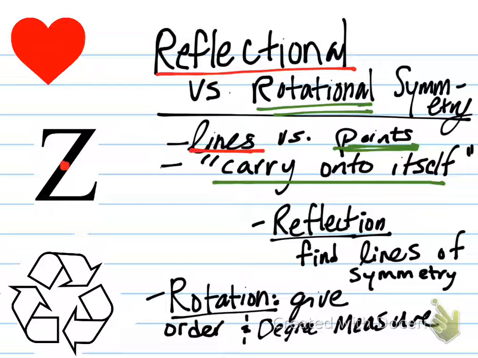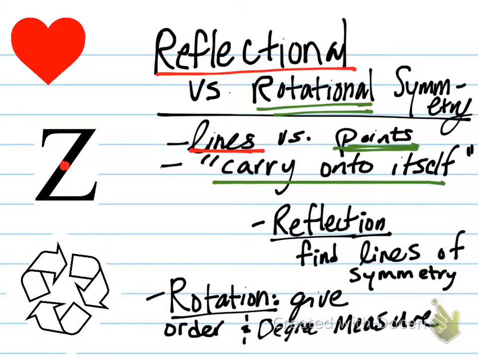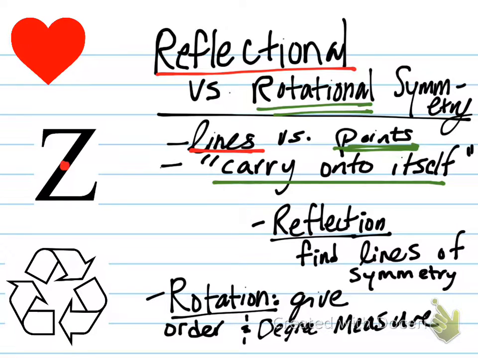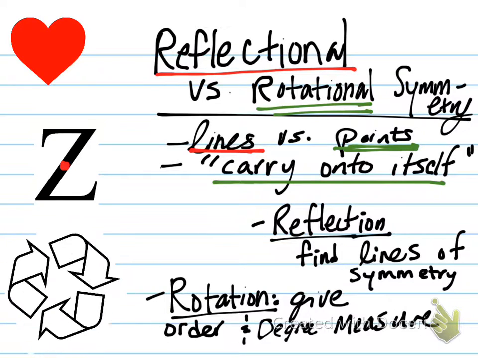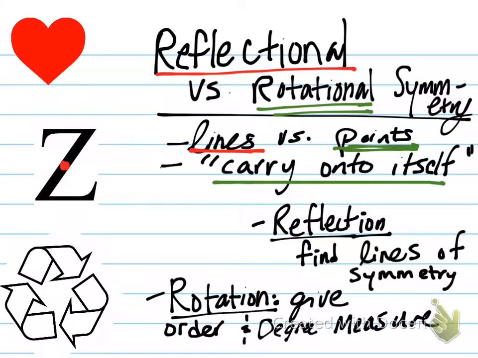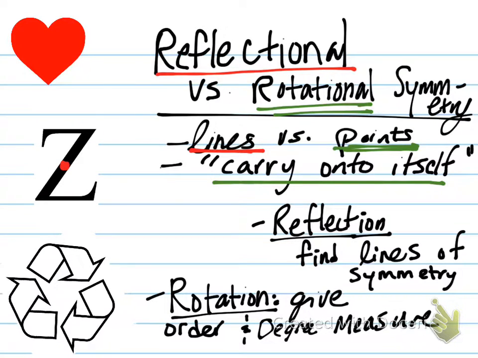And likewise over here, I can rotate the recycling symbol around. It looks like how we started. Looks like how we started. And looks like how we started. So there are different types of rotational symmetry in terms of the number of positions it can be rotated onto itself.